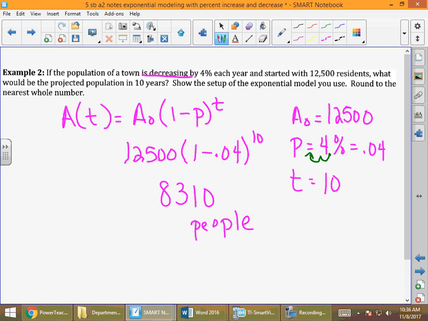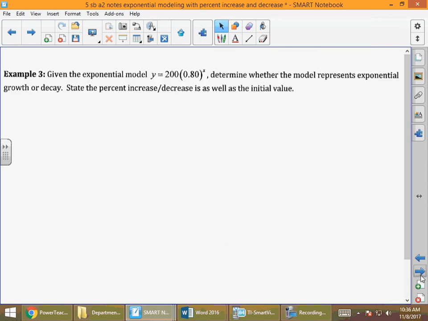But as we get close to finishing here, we want to look at these formulas a little bit more closely. And we're given a specific one now. It says, given the exponential model y equals 200 times 0.8 to the x, determine whether the model represents exponential growth or decay. Then we want to state the percent increase or decrease as well as the initial value.